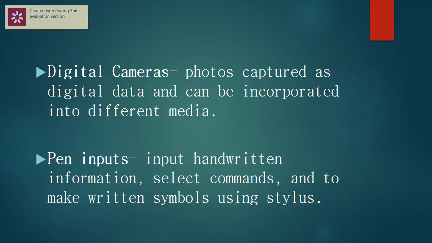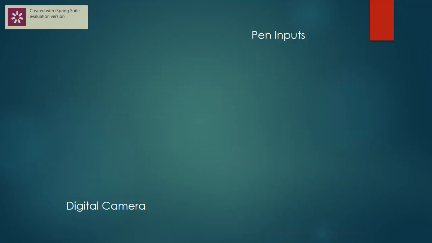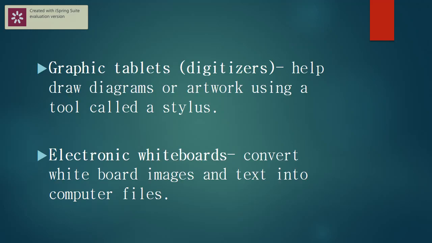Digital cameras. Photos captured as digital data can be incorporated into different media. Pen inputs. Input handwritten information, select commands, and make written symbols using a stylus. Graphic tablets. Graphic tablets help draw diagrams or artwork using a tool called a stylus. Electronic whiteboards. Convert whiteboards, images, and text into computer files.